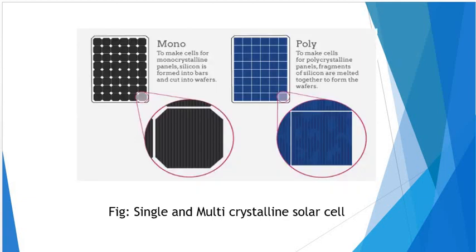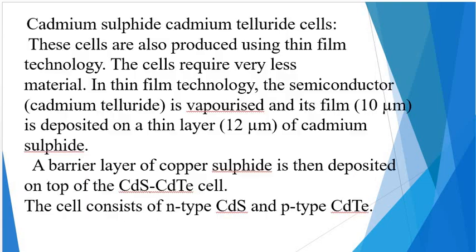These are the structures of single crystal and multicrystalline solar cell. The black represents a single crystal solar cell and the blue structure represents the polycrystalline frame of the solar cells.